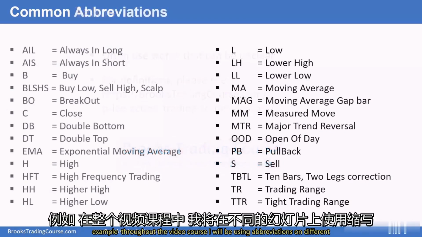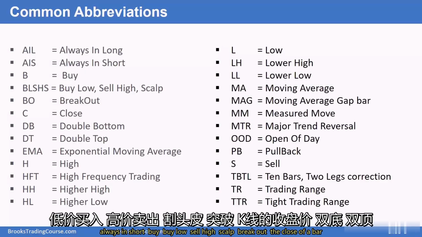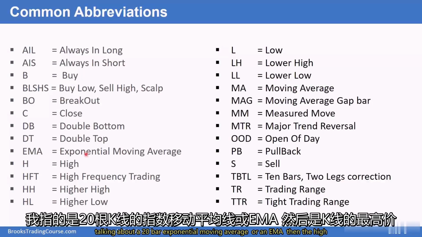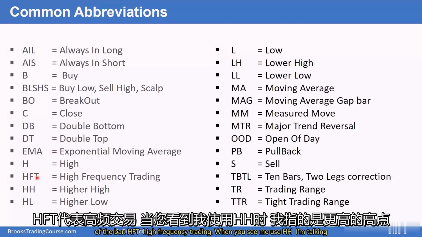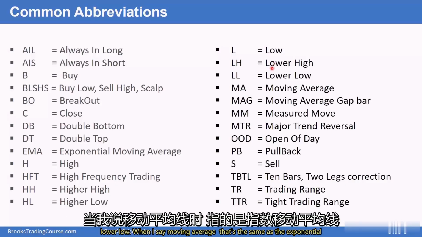For example, throughout the video course, I will be using abbreviations on different slides, and these are some of the common ones that you will see. Always in long, always in short, buy low, sell high, scalp, breakout, the close of a bar, double bottom, double top. When you hear me talk about a moving average, I'm talking about a 20-bar exponential moving average, or an EMA, then the high of the bar. HFT, high frequency trading. When you see me use HH, I'm talking about a higher high. Low is L, a lower low. A low that is below a prior low is a lower low.